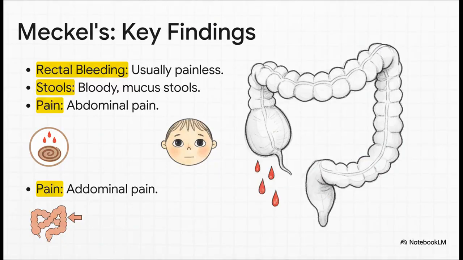The key finding to remember here is typically painless rectal bleeding. The child might have some belly pain too, but the fact that the bleeding itself often doesn't hurt is a major clue that points you toward Meckel's. The stools will look bloody, maybe with some mucus. This is something that has to be treated to prevent really serious complications like major bleeding or a bowel obstruction.